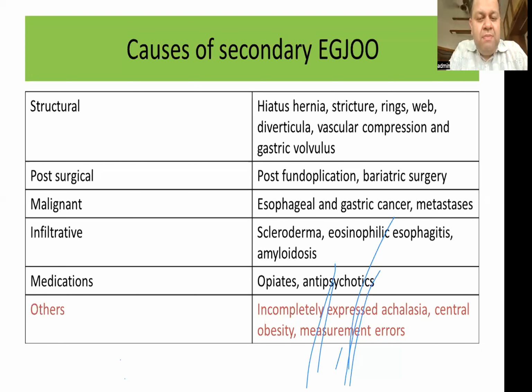It is important to remember that certain medications like opiates and antipsychotic drugs lead to spasmodic contraction of the EGJ and can manifest with this manometric abnormality. Another important cause that we commonly encounter in clinical practice is measurement error, and in obese patients, we can get a secondary EGJ outflow obstruction, which usually improves in sitting position. That is why we usually have to do the test both in supine and upright positions.